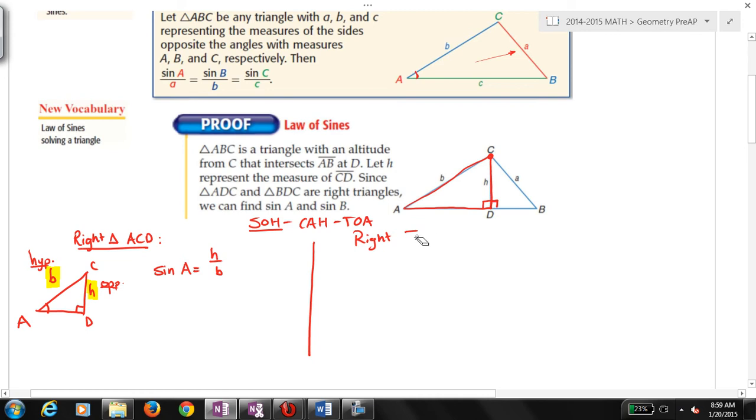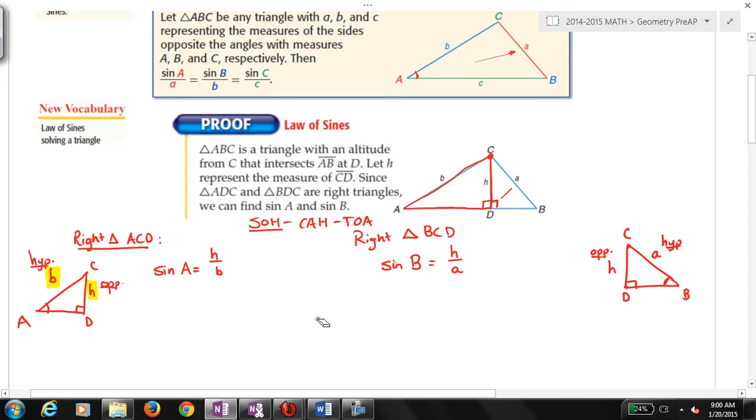Now let's do right triangle BCD. If you want to resketch it, you can do so. Here's point D, this is C up here, B. Opposite this right triangle, I have A, then I have H. This time I'm going to choose angle B, and the same thing as before. I have information on the opposite, and this is the hypotenuse. So I'm going to use sine like I did in the other example. Sine of angle B is equal to the opposite, which is H, over the hypotenuse, which is A.